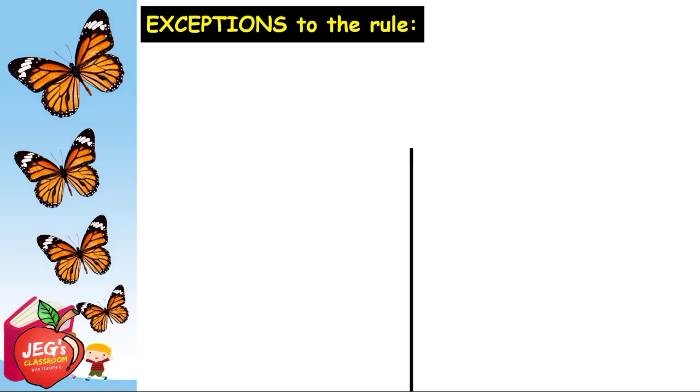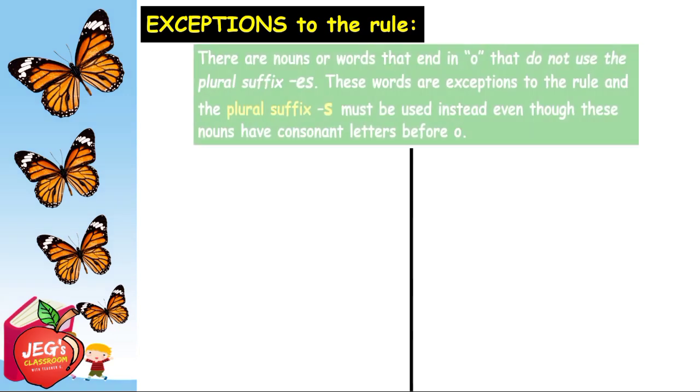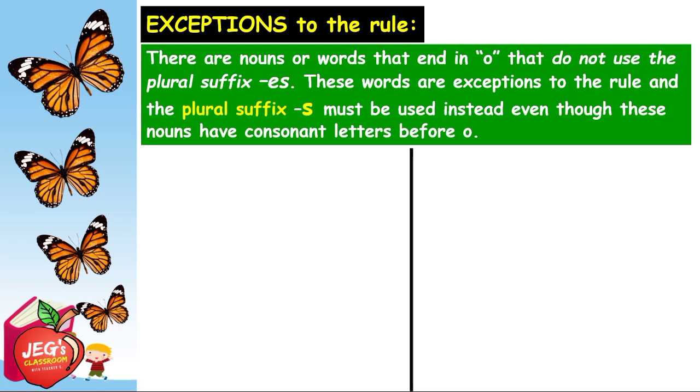Bear in mind that there are exceptions to rule number 3. There are nouns or words that end in O that do not use the plural suffix es. These words are exceptions to the rule, and the plural suffix s must be used instead even though these nouns have consonant letters before O. When we say exceptions, these words are not covered by the rule as we have previously discussed.